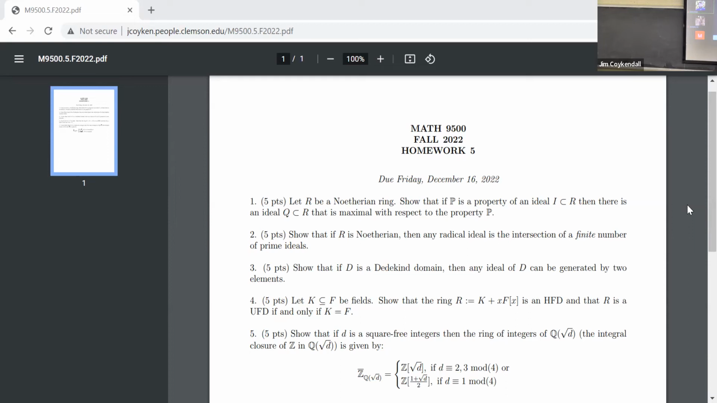Number four, we did the analog in class to number four, and the analog was where R was equal to K + X F[[X]]. So we actually did it for the power series. The polynomials are a slightly different approach. One of the big things that made what we did with power series easier was the fact that a power series is a unit if and only if the constant term is a unit. That simplified the discussion there.